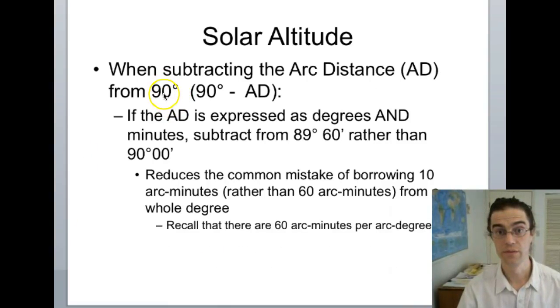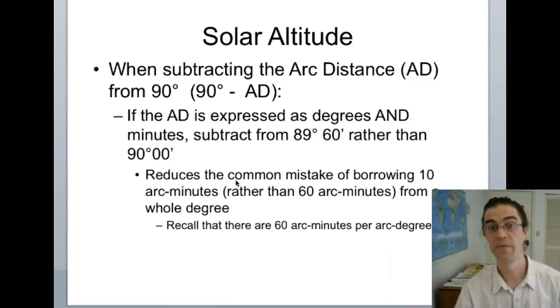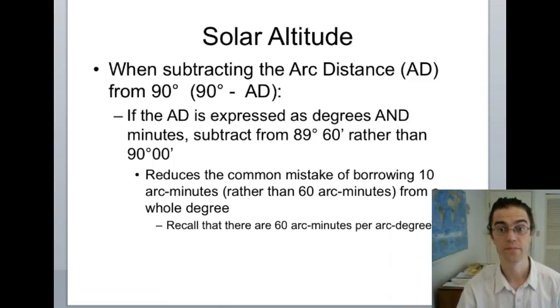So, solar altitude. When subtracting the arc distance from 90 degrees, okay, if the arc distance is expressed as degrees and minutes, subtract from 89 degrees 60 minutes rather than 90 degrees 0 minutes. This reduces the common mistake of borrowing 10 arc minutes rather than 60 arc minutes from whole degrees, harkening back to a couple labs back there. Recall that there's 60 arc minutes per arc degree. So, similar to minutes in an hour, right?